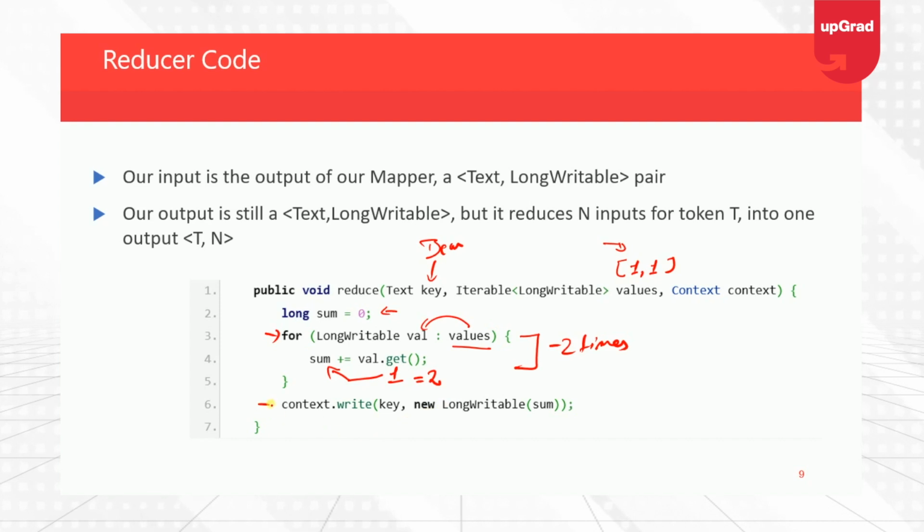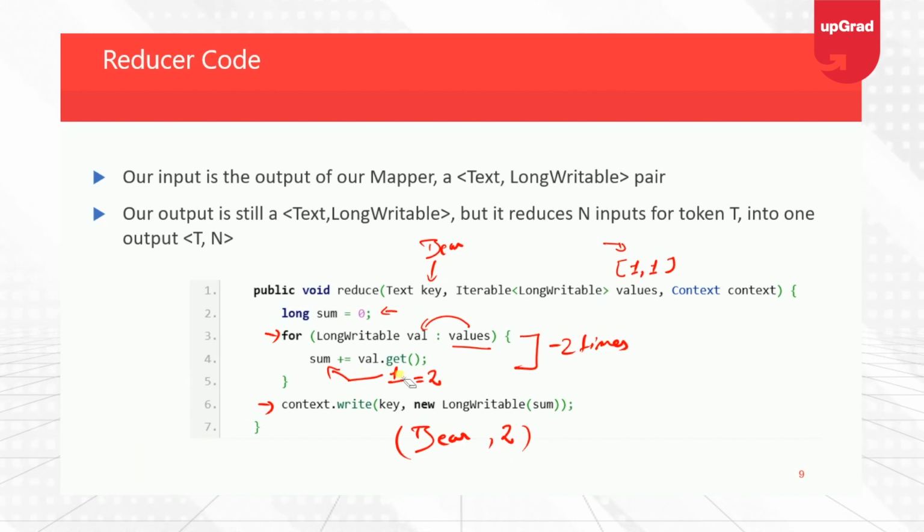Now here, context.write is basically for saving the output. Now here, the key is bear and the value is the sum, which is 2. So you can see here, we have produced bear, 2 as the word count.